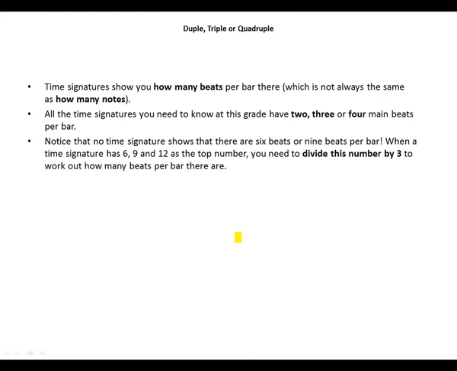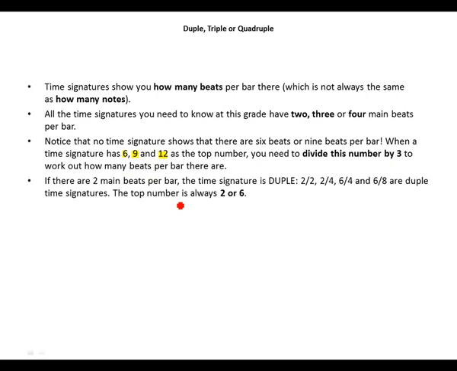Notice that no time signature shows that there are 6 beats or 9 beats per bar. When a time signature has 6, 9, or 12 as the top number, you need to divide this number by 3 to work out how many beats per bar there are.